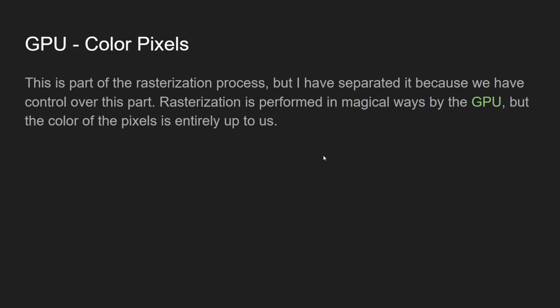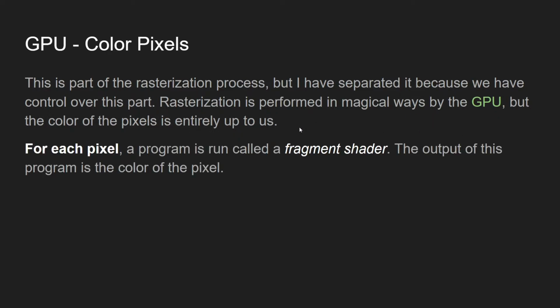But just knowing where these pixels are isn't enough. You have to add color to them. And this is technically part of the rasterization process, but I've separated it because we have control over this. Remember, rasterization is performed by the GPU, but the color of pixels is entirely up to us because we are writing a fragment shader. And this shader, similarly to how the Vertex Shader runs for every vertex, the Fragment Shader runs for every pixel. And the output of the Fragment Shader is the color of the pixel.